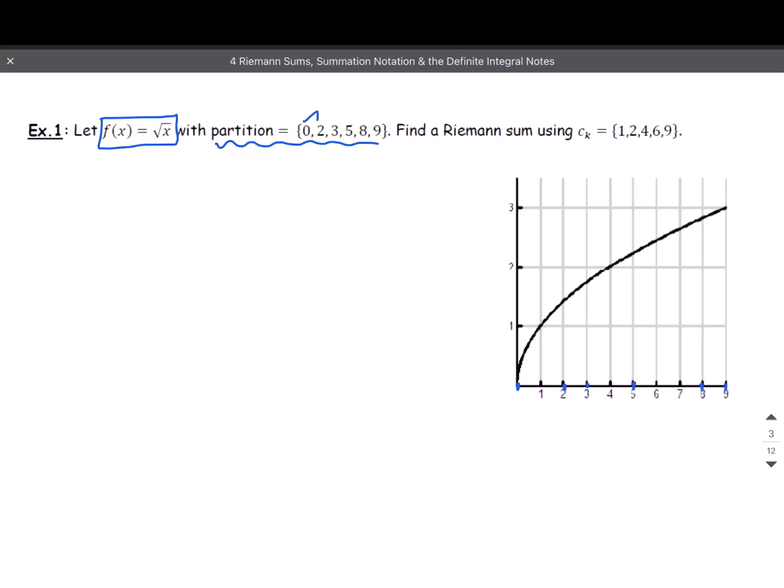Notice from 0 to 2, our delta x is 2. From 2 to 3, our delta x is 1. From 3 to 5, our delta x is 2. From 5 to 8, our delta x is 3. And from 8 to 9, our delta x is 1. Okay, those are the bases of these rectangles that we will draw. We haven't drawn them yet.